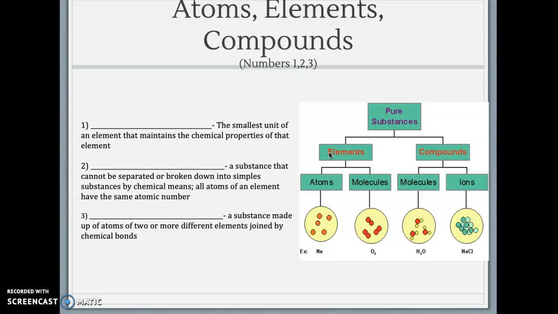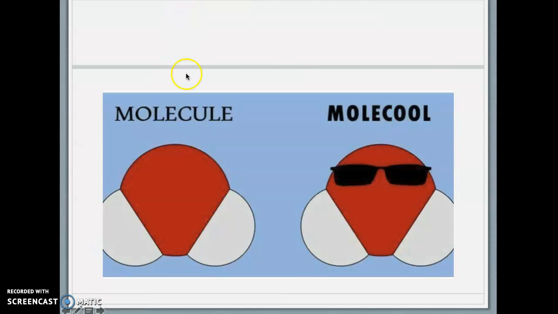So first we have some vocab, numbers 1, 2, and 3 here. This is the smallest unit of an element that maintains the chemical properties of an element. These are all pure substances. So my answer can be found here. Number 1, the answer would be smallest unit. It would be atoms. Okay, so I'm just going to use arrows here and draw it down.